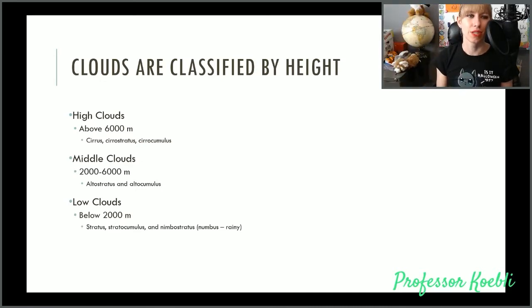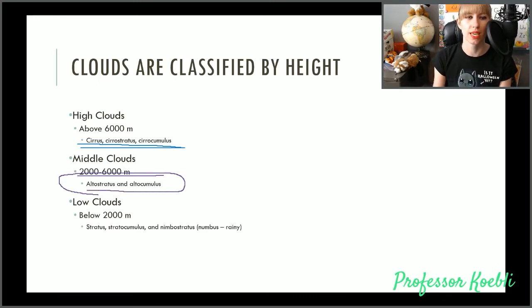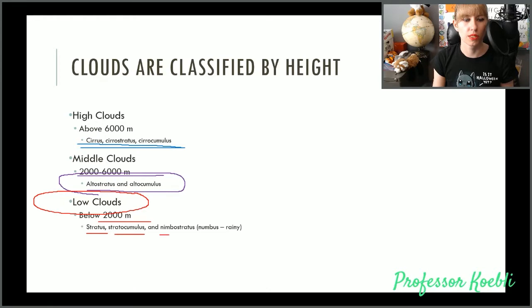Your high clouds are going to be above 6,000 meters. They are going to be cirrus, cirrostratus, and cirrocumulus. Then you're going to get your mid-latitude clouds or your medium clouds. These are going to be 2,000 to 6,000 meters, and this is where you're going to get altostratus and altocumulus. And then we have our low-latitude clouds. These are going to be below 2,000 meters. They are going to be stratus, stratocumulus, and nimbostratus. Remember, nimbus means rainy.